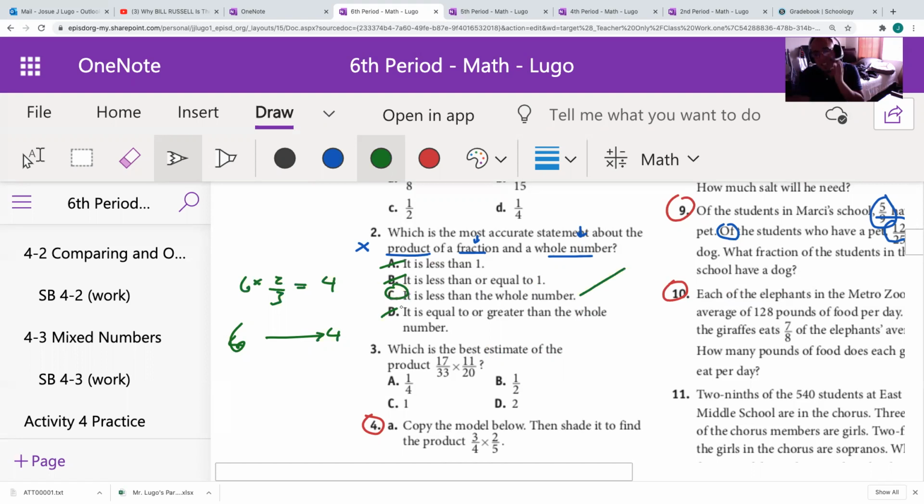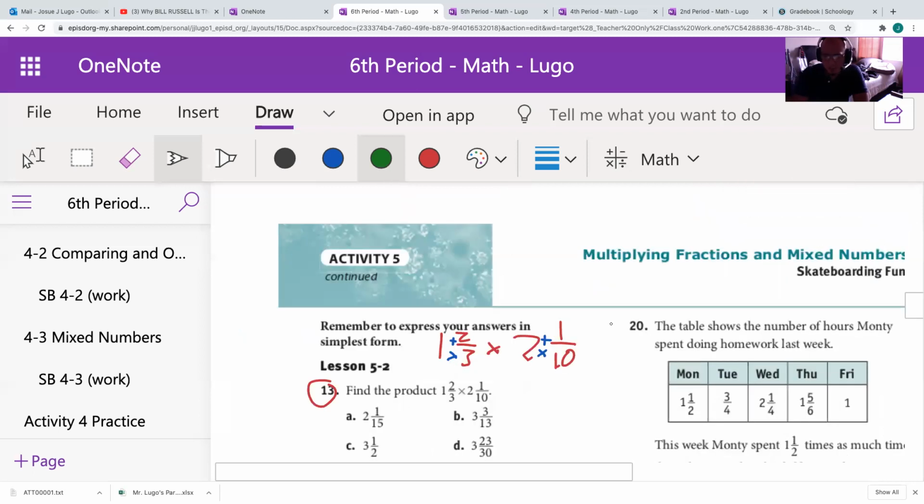But again, what I want you to see is that whenever I multiply anything, not just the whole number, but anything times a proper fraction, the original number will always get smaller. Even though we're multiplying, it will always get smaller whenever we are multiplying times a proper fraction. Okay? So with that in mind, let's go to number 15.